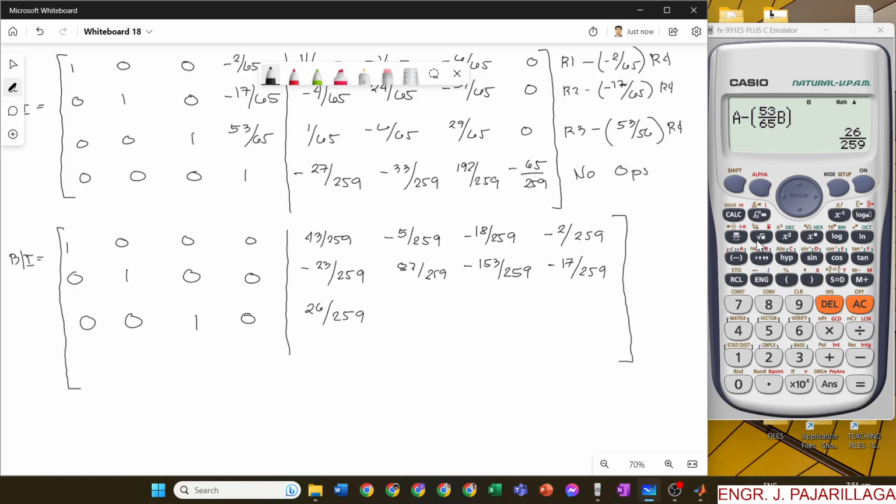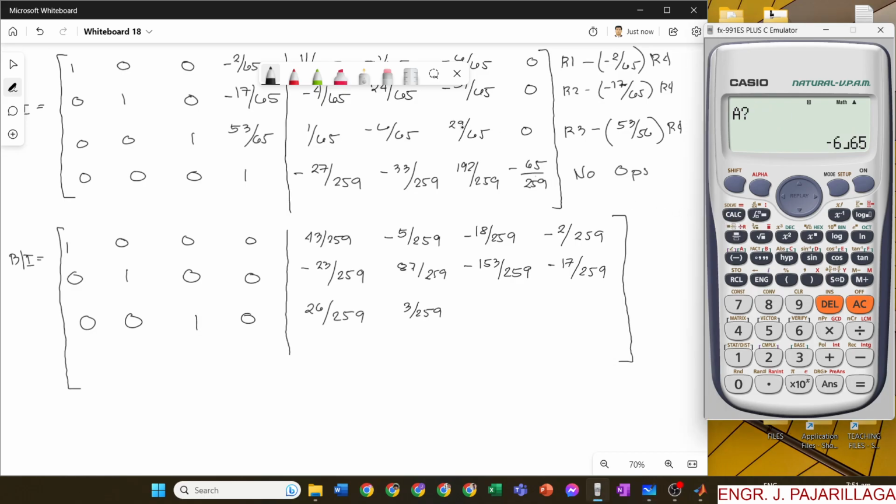Now, we can now proceed with our column 6. The column 6 is negative 6 over 65. So negative 6 over 65. And then for our row 4, that is negative 33 over 259. And then we have 3 over 259. Right? So we can now proceed with column 7.